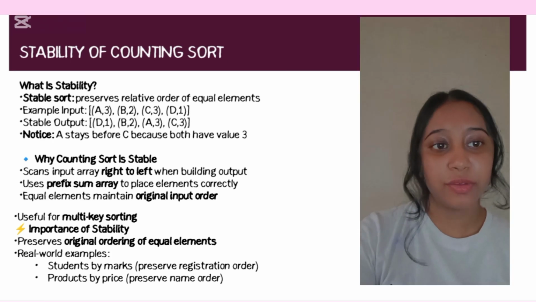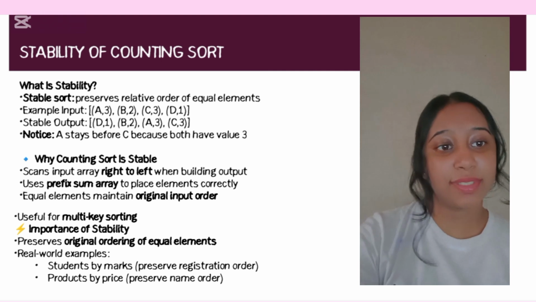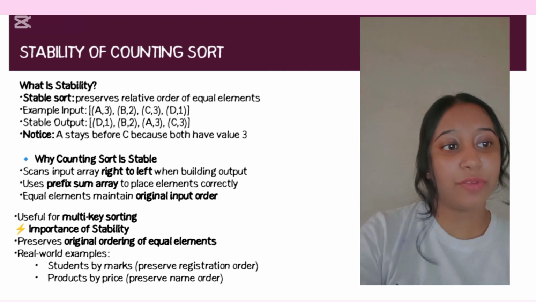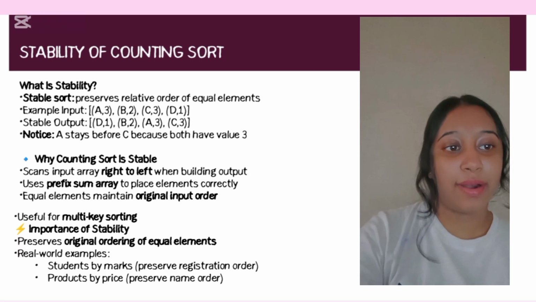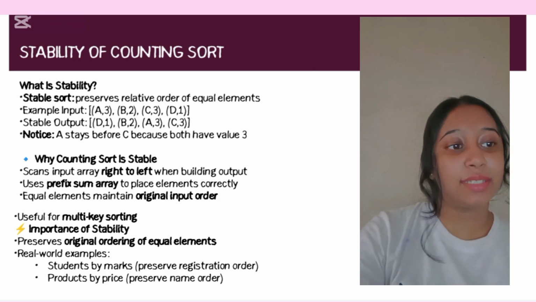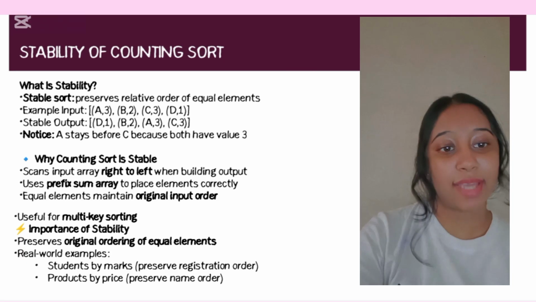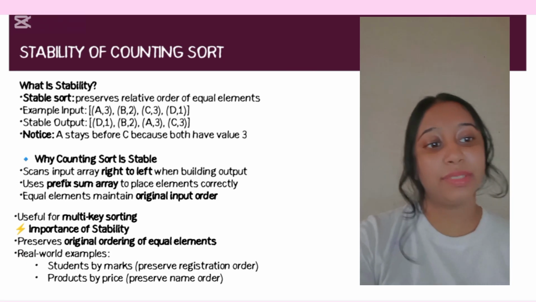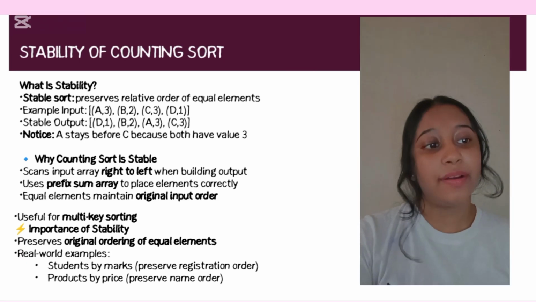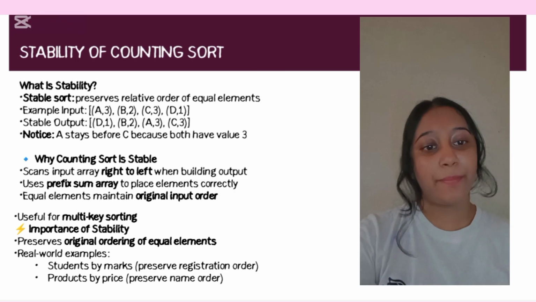Why is counting sort stable? Counting sort processes the input array from right to left when building the output array. It uses the prefix sum array to place each element in its correct position. By scanning from right to left, equal elements are placed in the output array in the same order as they appeared in the input.